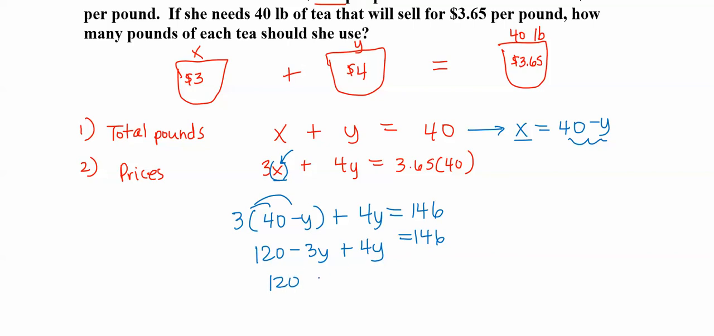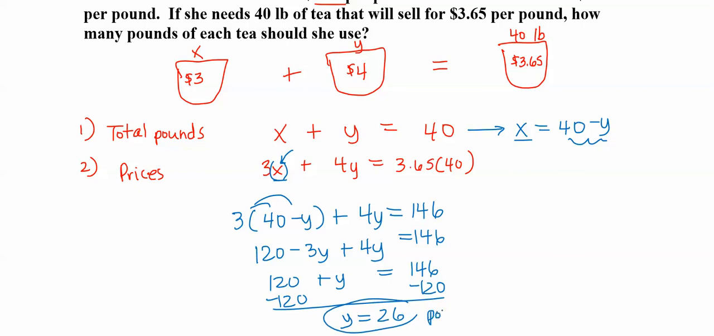Negative 3y plus 4y is positive y. Subtract 120 from both sides to get y alone. So y equals 26. So we have 26 pounds of tea that cost $4 a pound. And to figure out how many pounds of the other, we go to our x equals equation. So x equals 40 minus y, or 40 minus 26. So x equals 14 pounds.